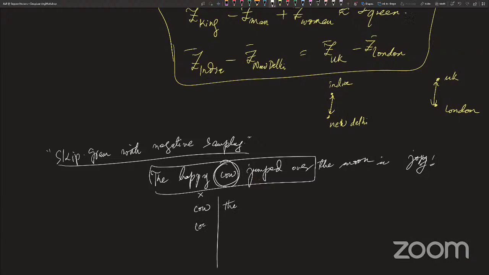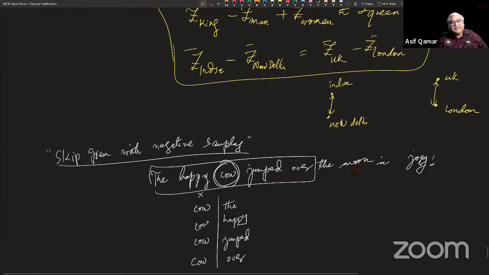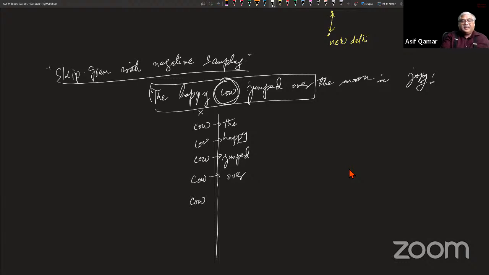The cow happy, cow jumped, cow over, right? So what we did is we are basically saying that for the word cow, these are the company; we have evidence that cow is keeping company with these words. Are we together? Right? And then what we do is we do negative sampling. We deliberately take, let's say, cow, and randomly pick a word from the vocabulary.